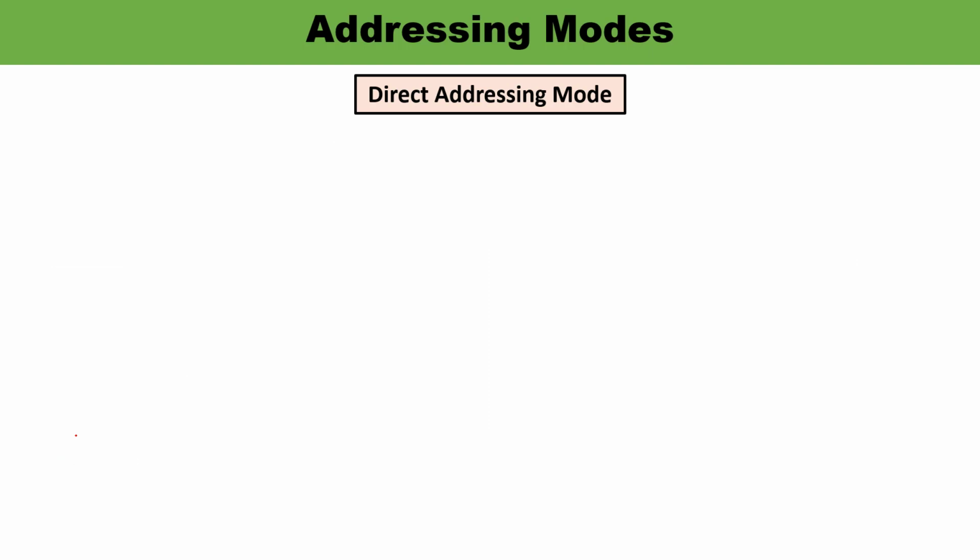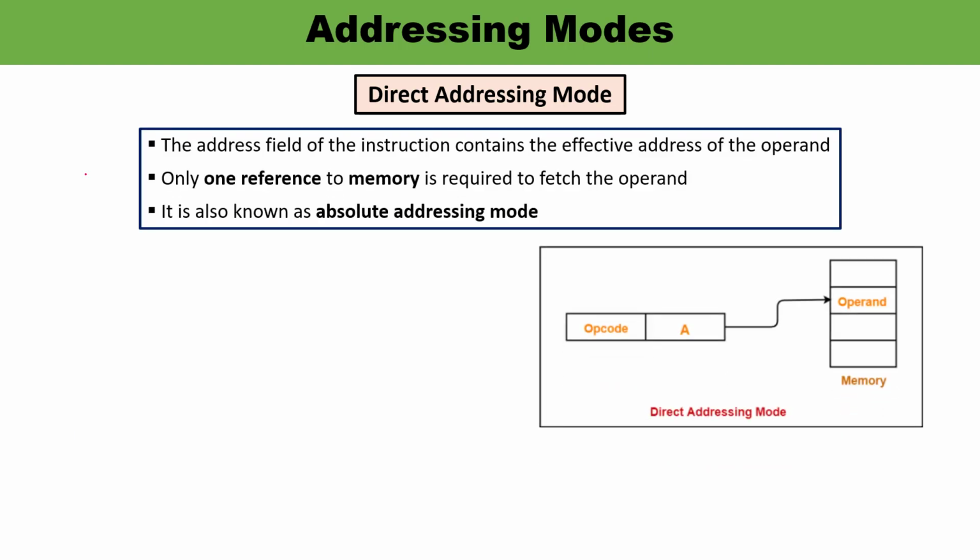Next is direct addressing mode. As I have told you about the register direct addressing mode, this is similar to that. Here the address field of the instruction contains the effective address of the operand, and only one reference to memory is required to fetch the operand. It is also known as absolute addressing mode.